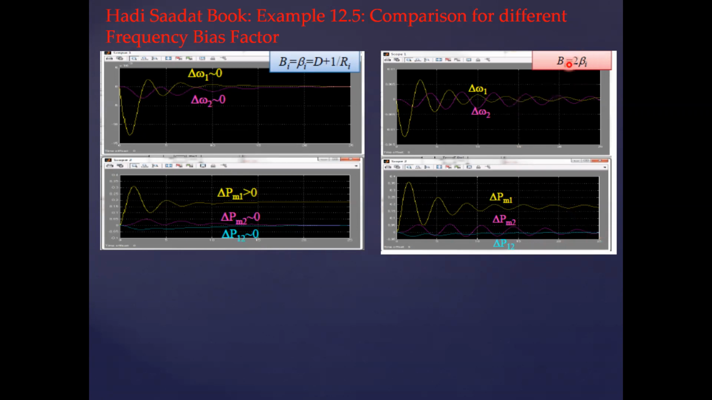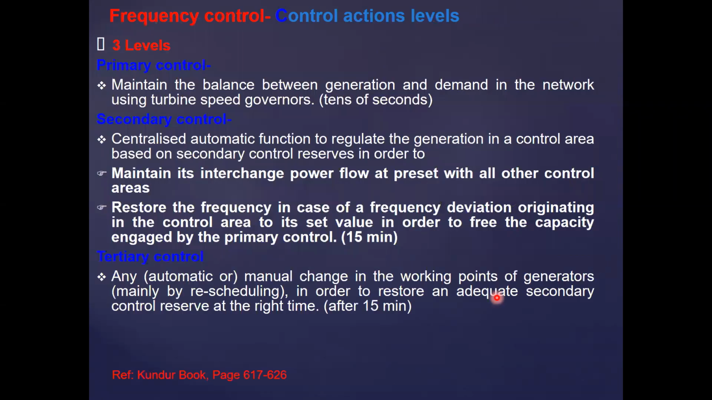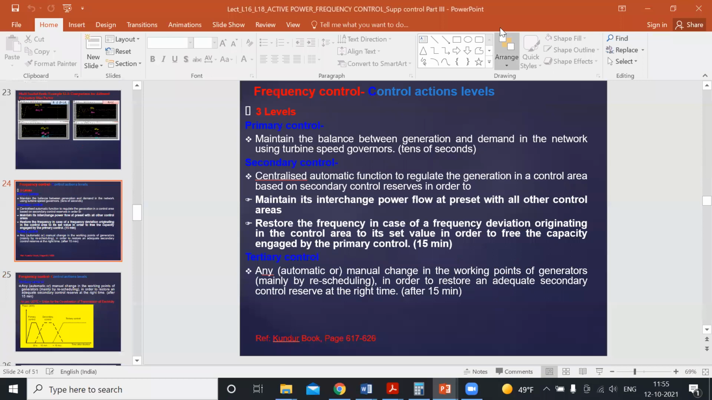But with twice the frequency response characteristic as the bias factor, you find that there are more swings in the frequency deviation profile here, and it does not settle down quickly. But in this case, it settles down quickly here. This is what we achieve with this setting for the frequency bias factor. So maybe I stop here then, right? Okay.